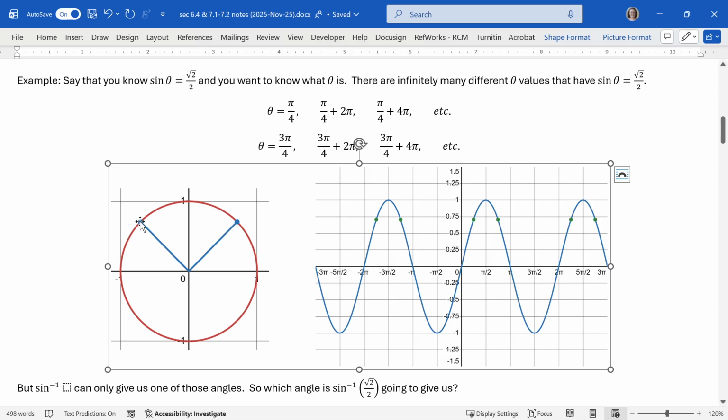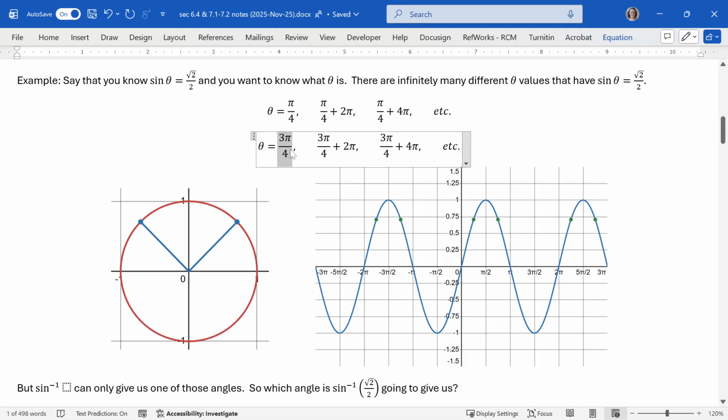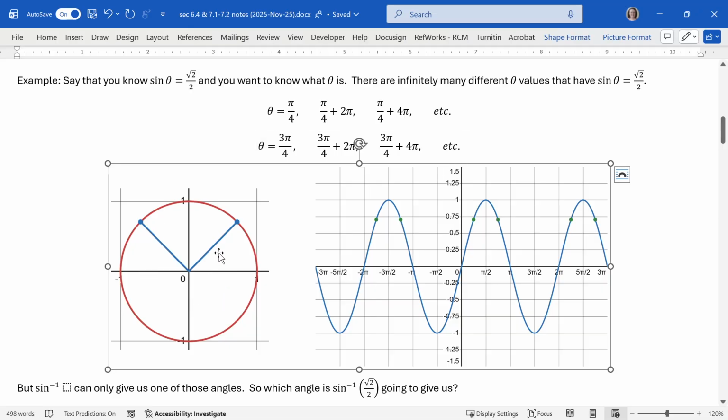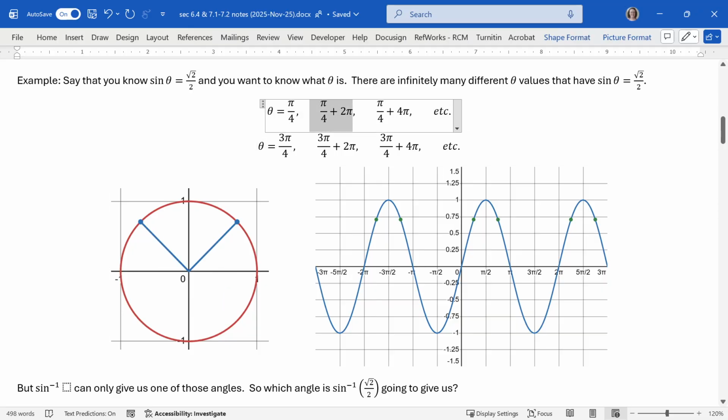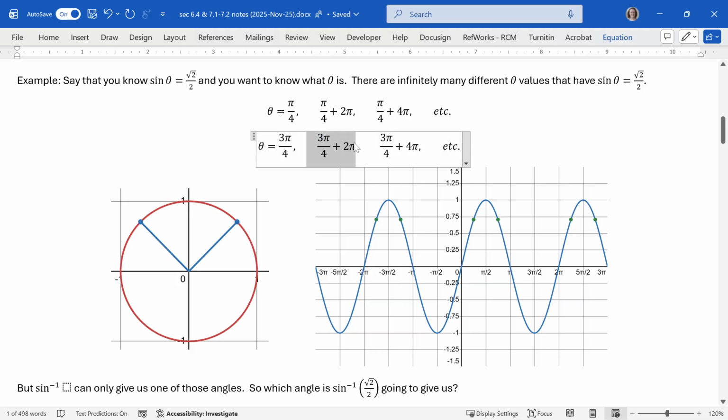But over here as well, 3 pi fourths also has the same y value. See, these are the same height. So both of these angles, pi fourths and 3 pi fourths, have sine equal to square root of 2 over 2. But it's not just those ones, because you can go all the way around the circle and come back, just add 2 pi. Those also have sine equaling square root of 2 over 2, and you can keep going, circle around as many times as you want. And in fact, we could even circle around backwards and get negative angles.